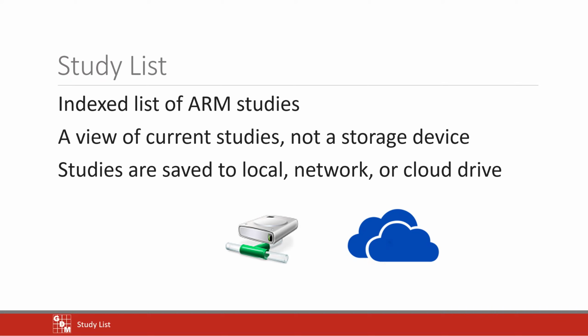It's not a storage device. So you can just view the ARM files that you've either created or opened. That's one of the common misperceptions about ARM, and especially when you open up ARM, the first thing that you see is that study list. And so some people think that all of our files are saved in that ARM system, but they're actually not. They're saved to either your hard drive on your computer, your network, or your cloud drive, wherever you have chosen to save those study files. And so the study list is just simply a view of those files.